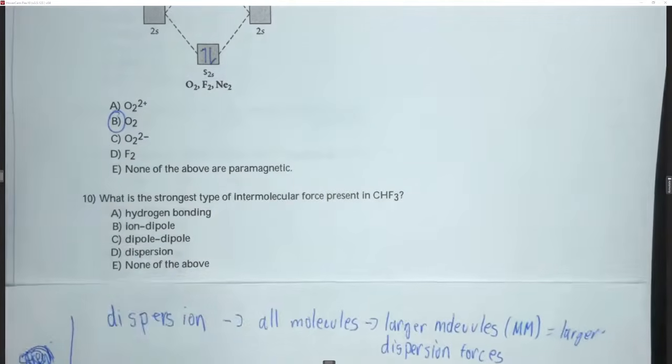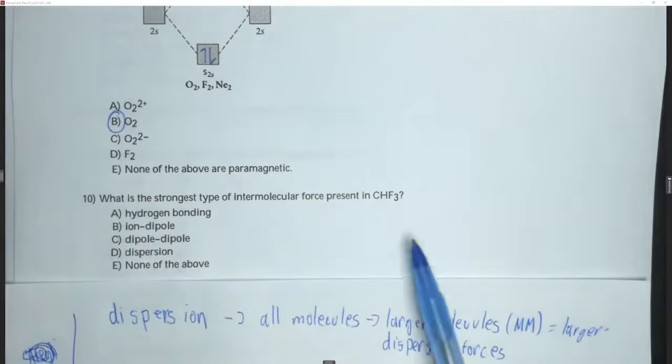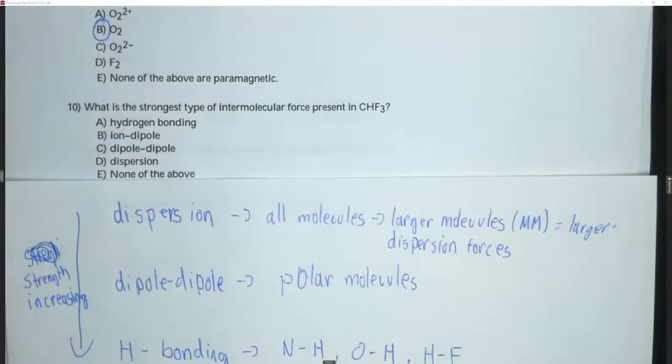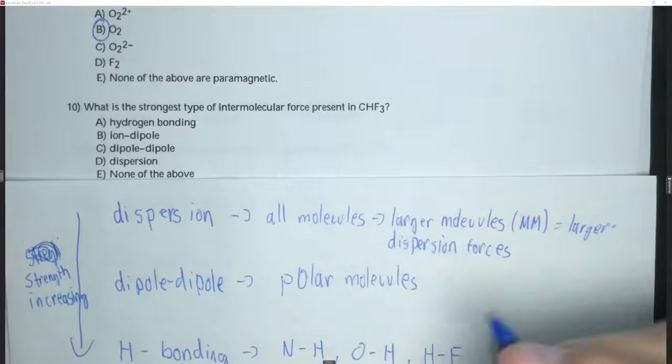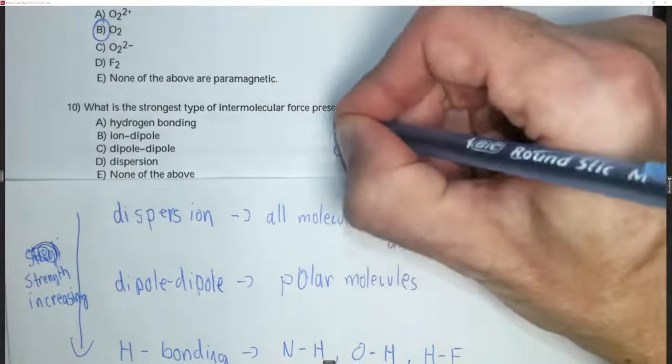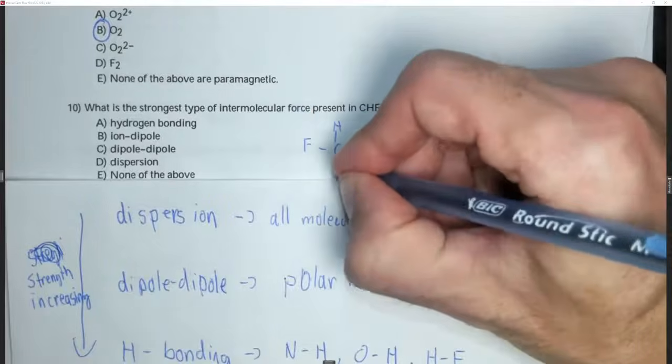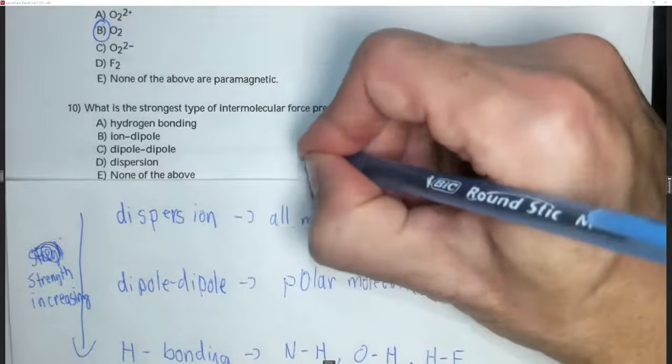So now let's take a look at this. It says, what is the strongest intermolecular force in CHF3? Well, the first thing we need to do is draw CHF3, the Lewis structure. CHF3 looks like this.